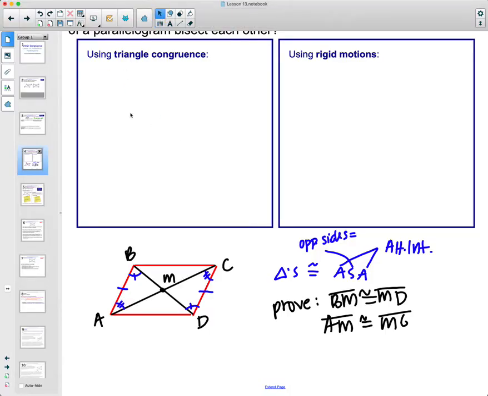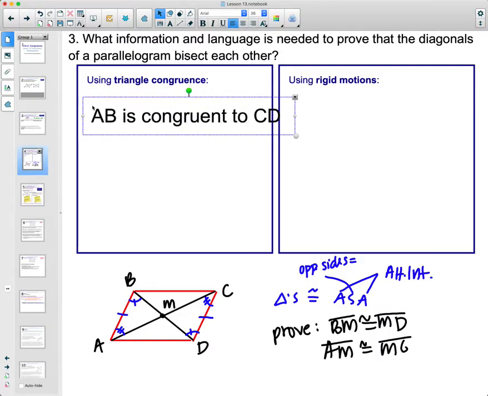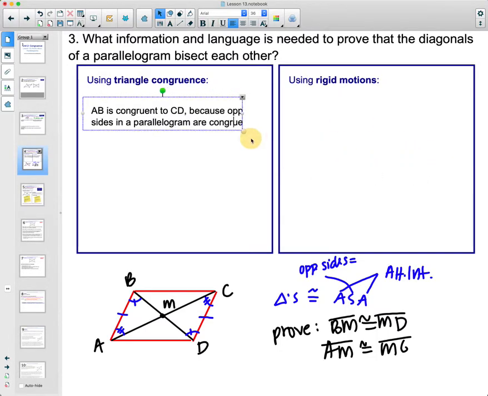So when you start to talk about it, you would start with what you're given, so you know that it's a parallelogram. The first thing I did was talk about how AB and CD are congruent. So AB is congruent to CD because opposite sides in a parallelogram are congruent. So I'm stating what I know and how I know it. How did I know that these are congruent? That's from opposite sides.